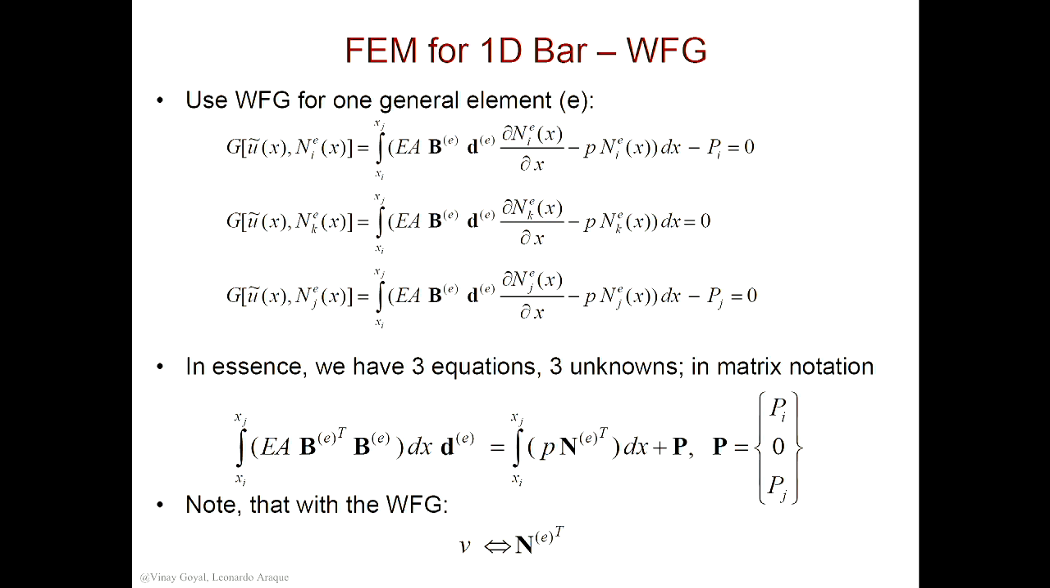Notice that all I did, in essence, if you want to summarize and skip all these steps, is for U tilde, replace it with B times D. That's what we did there, B times D. For V, replace it with N transpose. If you do that and plug it in, you'll get this formula right away.